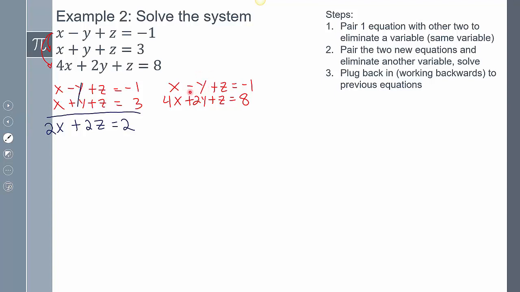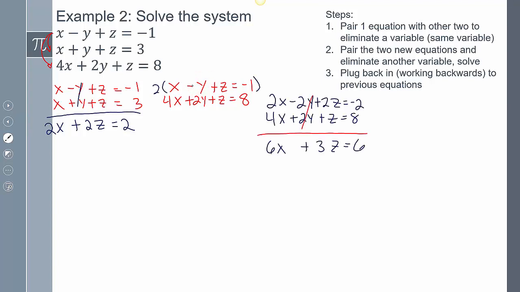I'm going to have to multiply this top equation by 2, and so I can eliminate y there, adding straight down. That's how I get all those other values. Step 2 is I need to pair the two new equations and eliminate another variable. So pairing my two new equations together, I guess I can eliminate the x here.